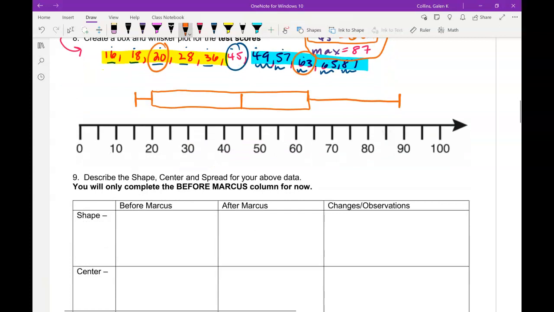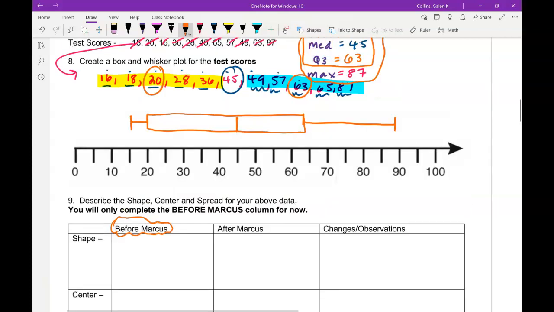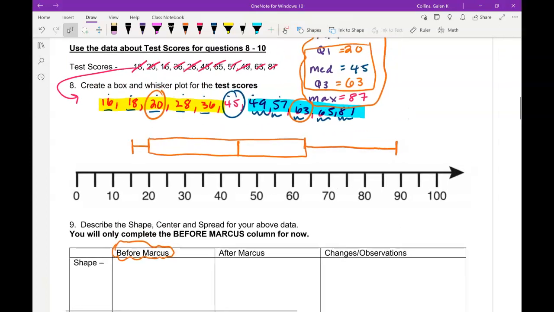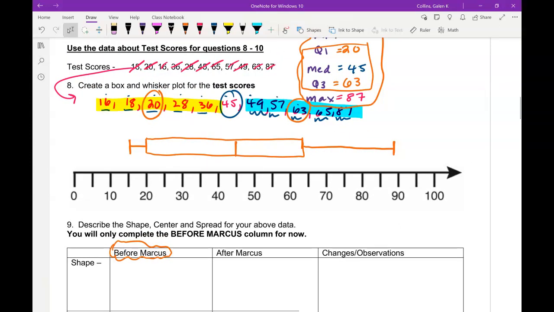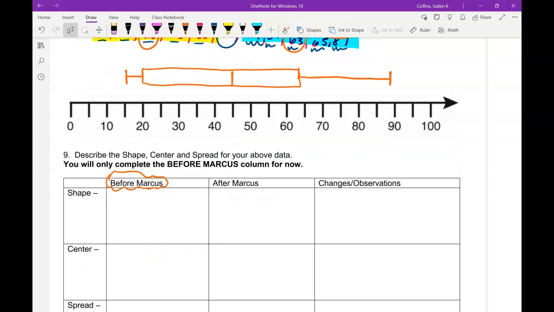In question 9, we're asked to describe the shape, center, and spread of the data above. And it says only complete the before Marcus column. So I wonder who Marcus is. I bet we will find out in a minute. So when we talk about the shape of our data, if we're looking at a box plot, what we would be determining is whether or not there are outliers. And that is something that we're more likely to do when we already have a box plot. So I'm just going to tell you now, there are no outliers. So that's all I'm going to really say for the shape. There are no outliers.